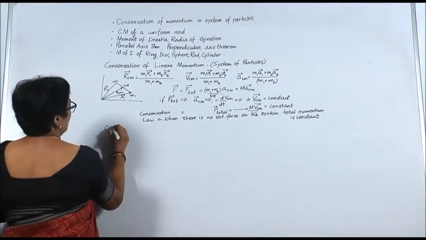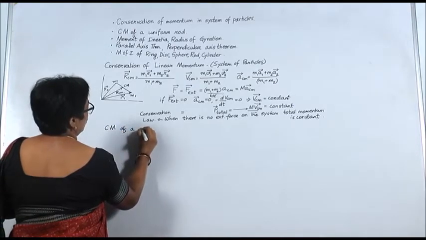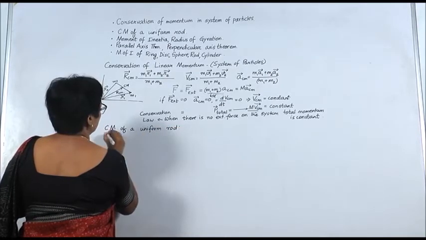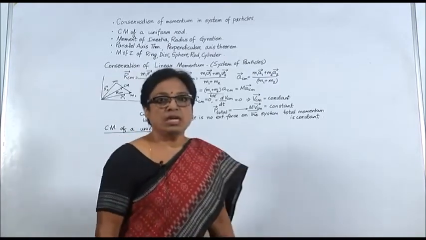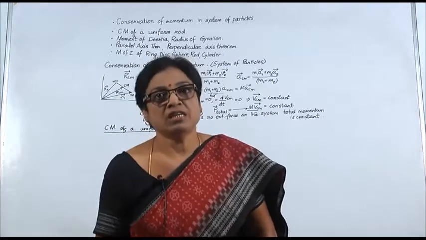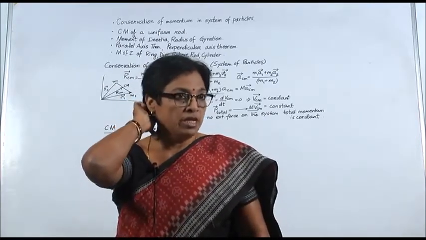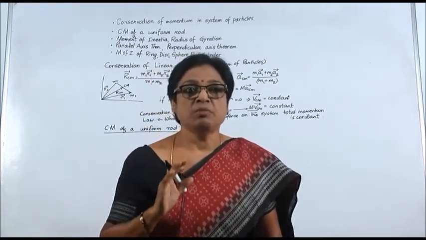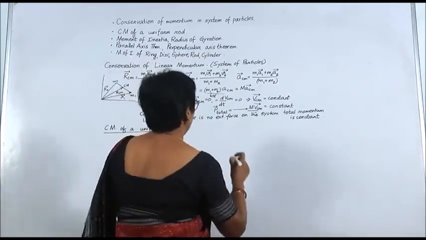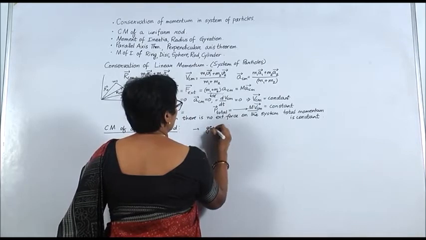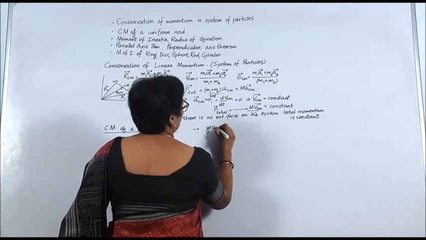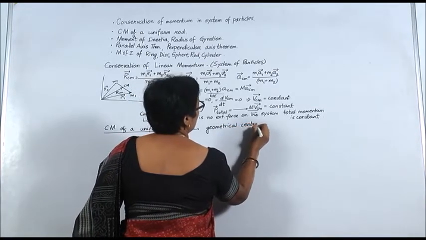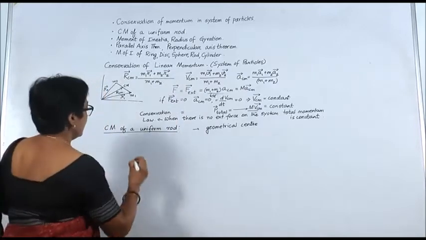So, next we will calculate the center of mass of a uniform rod. Now, not only a rod, any uniformly distributed mass, if you have a body with uniformly distributed mass, then the center of mass will be its geometrical center. Remember this. How do I get this? Let us take a uniform rod.